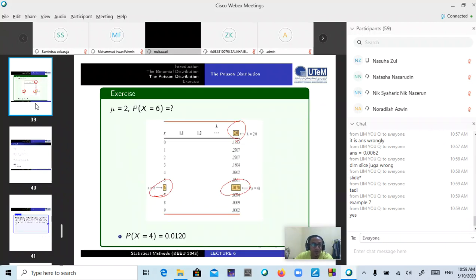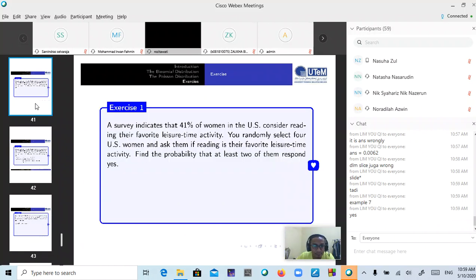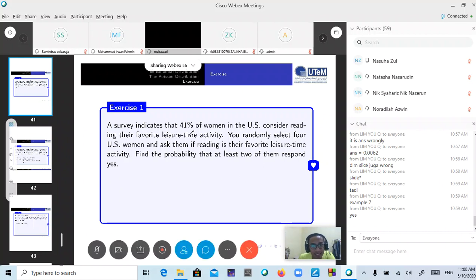Okay. So this one for exercise. Okay, last. Exercise 1. Surveys indicate that 41% of women in the US consider reading their favorite leisure time activity. You randomly select 4 US women and ask them if reading is their favorite leisure time activity. Find the probability that at least 2 of them respond yes.